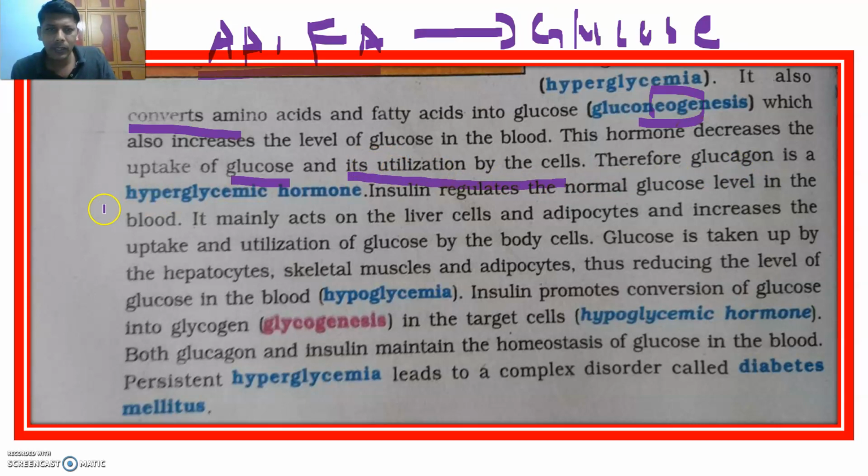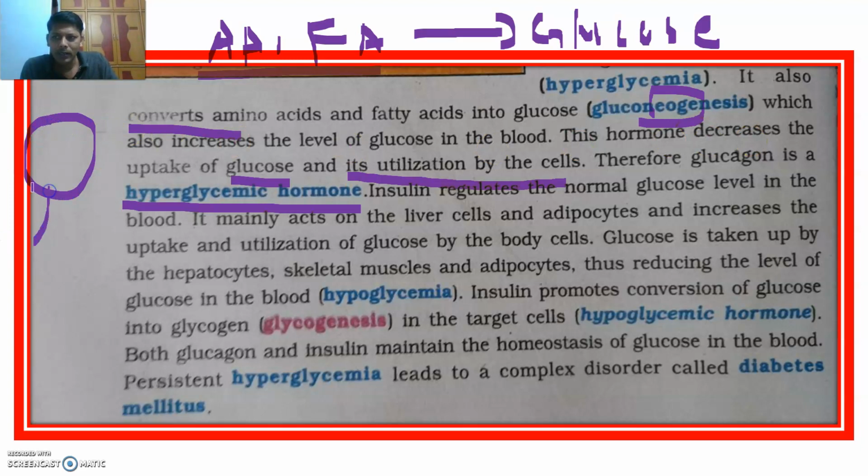Therefore, glucagon is a hyperglycemic hormone. For example, this is a cell. The cell is taking glucose, but this hormone inhibits it. This hormone decreases the uptake of glucose and its utilization by the cell. Therefore, glucagon is called a hyperglycemic hormone, which is produced in response to hypoglycemic condition.